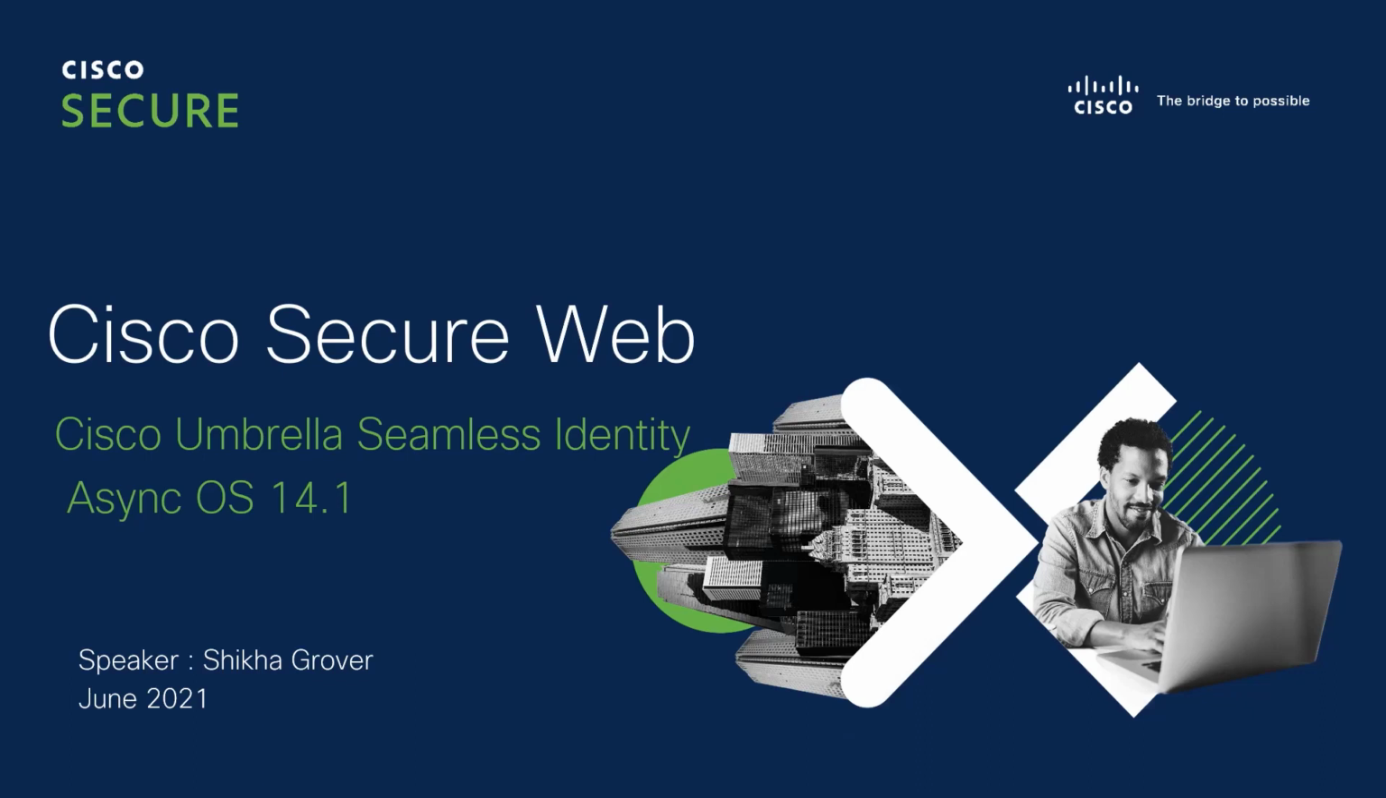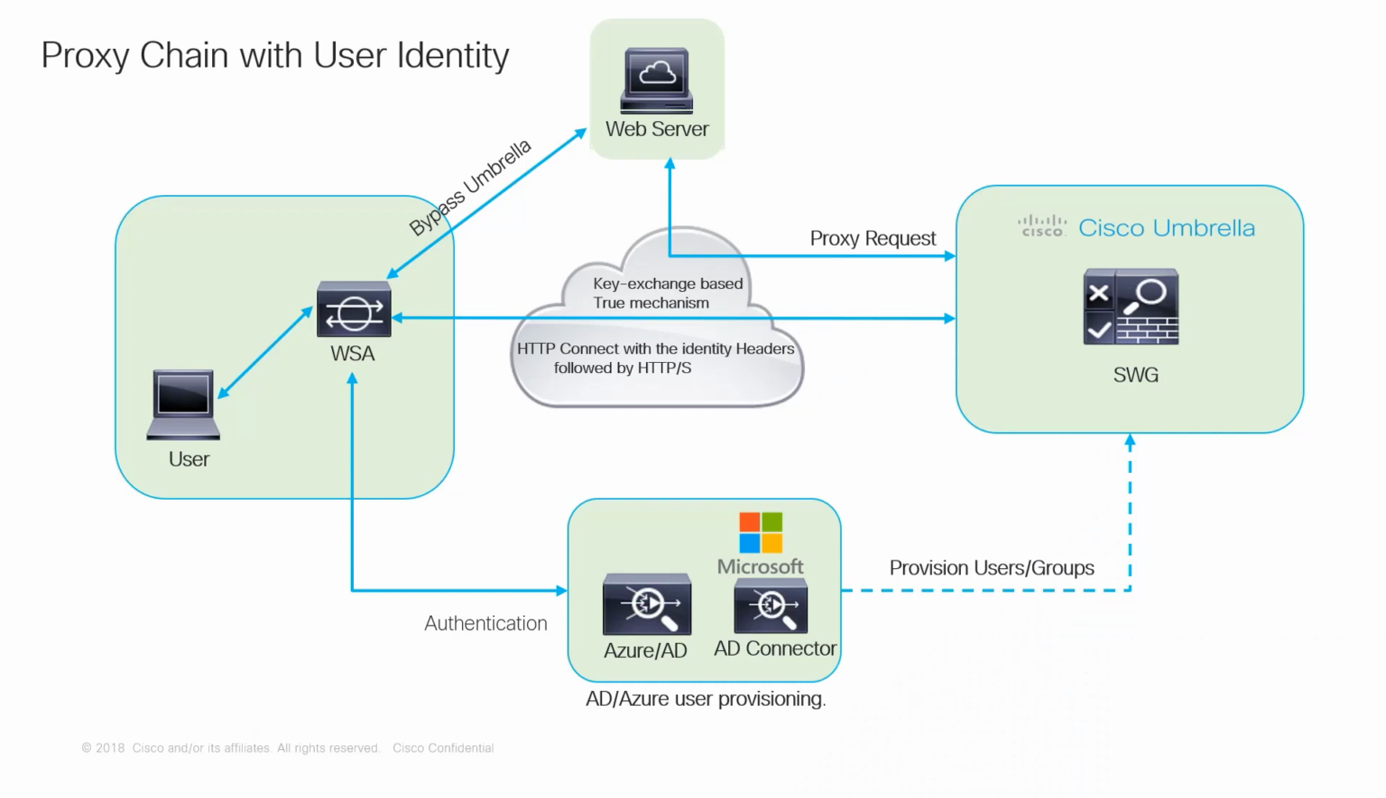Today I wanted to show you the new feature we've introduced in AsyncOS 14.1 called Cisco Umbrella Seamless Identity. This is a high-level architectural diagram depicting the connections between different participants in the solution. We can use this infrastructure and authenticate users on-prem using the WSA and pass this user identity information to the Cisco Umbrella SWG upstream. The channel between WSA and Umbrella is of course encrypted.